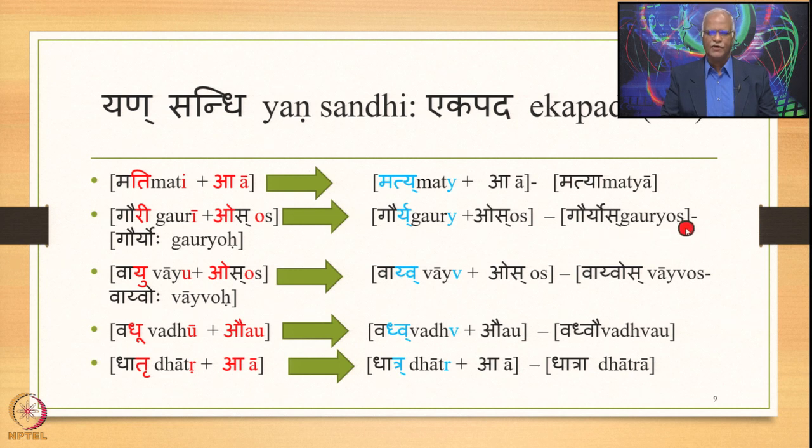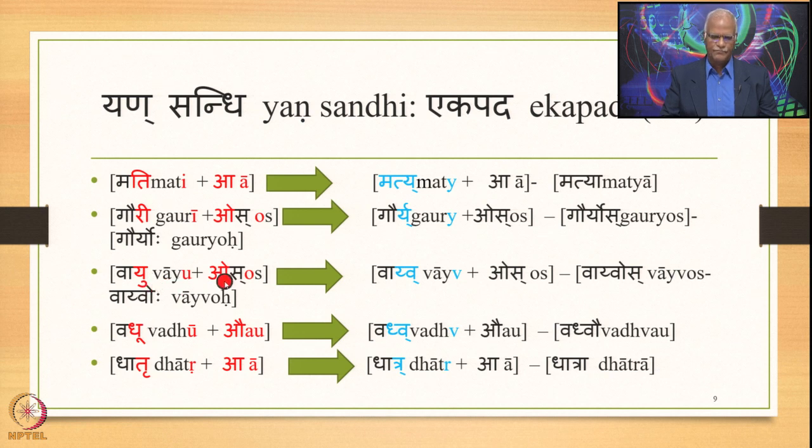By doing the further processing, we get the form Gauriyoho. This is the shashti dvivachana. This is the sandhi within one pada. Next we have vayu plus os. These two examples had the vowel e and long e. Now the next two examples are going to have short u and long u.